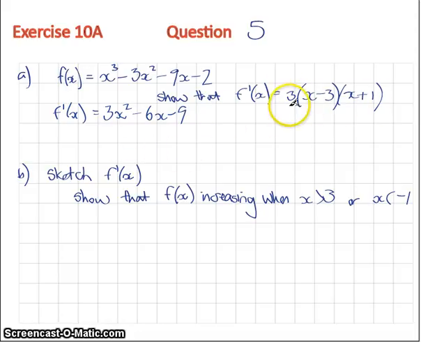So my first thing will be to use the answer as a clue. And it says here that there's a factor of 3. I can see there's a factor of 3, so I'll take that out first. So I get 3 outside of x squared minus 2x minus 3.